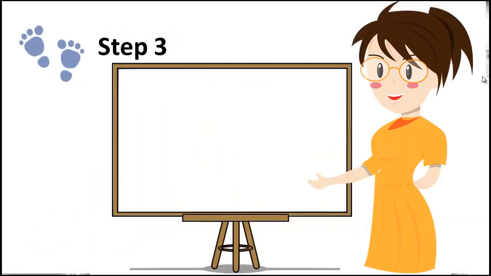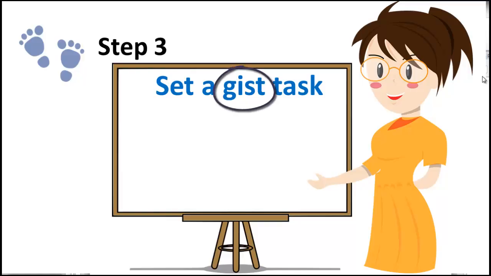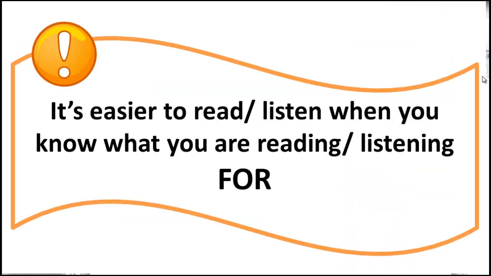So step 3 is where you get to do a teacherly job and set a task for them. It's a good idea to set a gist task first, something they can answer by looking quickly over the whole text and getting a general idea of all of it. The reason to set a task like this is that it's easier to read or to listen when you know what you're reading or listening for. It means you don't have to pay attention to or understand everything.